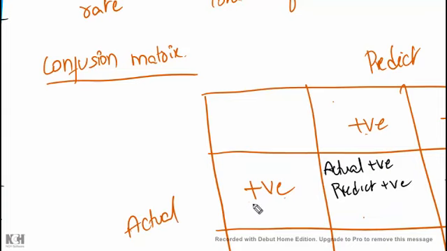This cell indicates what is the actual? Actual is positive, predicted is negative. This cell indicates actual negative, predicted positive. This cell indicates actual negative, predicted also negative.